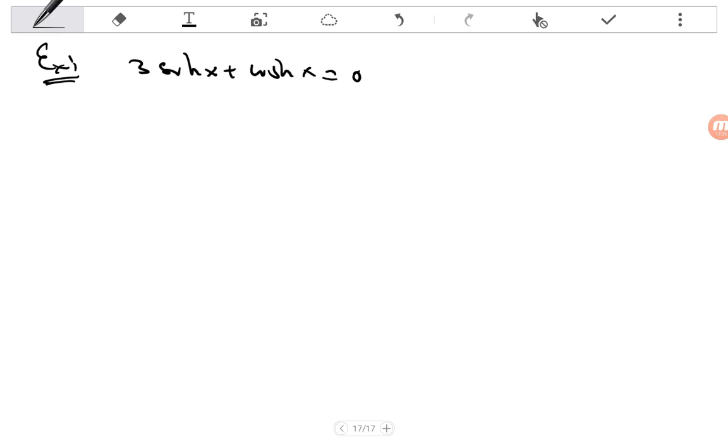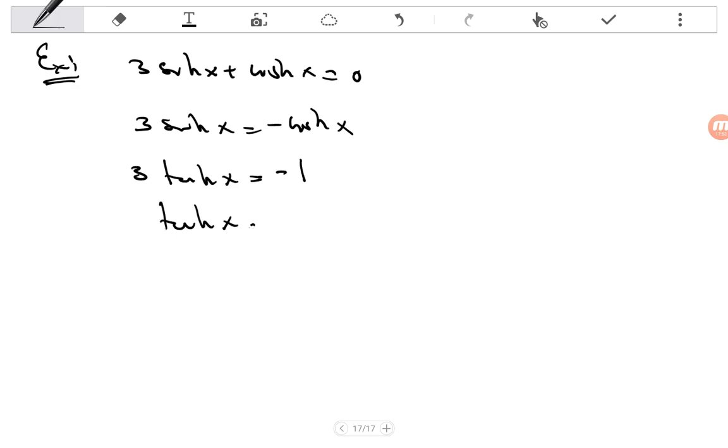Now for this case I may rewrite this equation in terms of just one hyperbolic function, which is tan. If I take this one to the negative side, it would be 3 sine x equal to negative cosine x. If I divide by cosine, I will get 3 tan x equal to negative 1, which means that tan x is equal to negative 1 over 3.